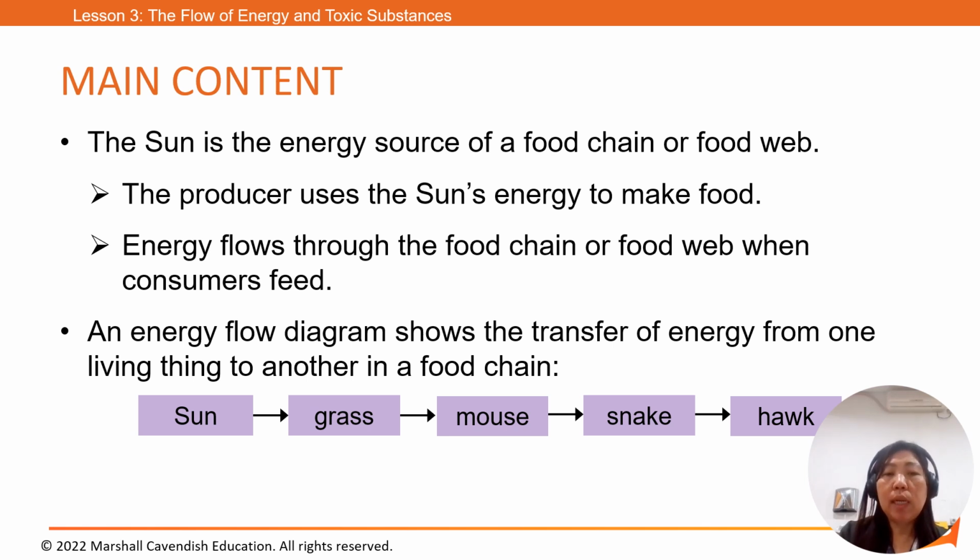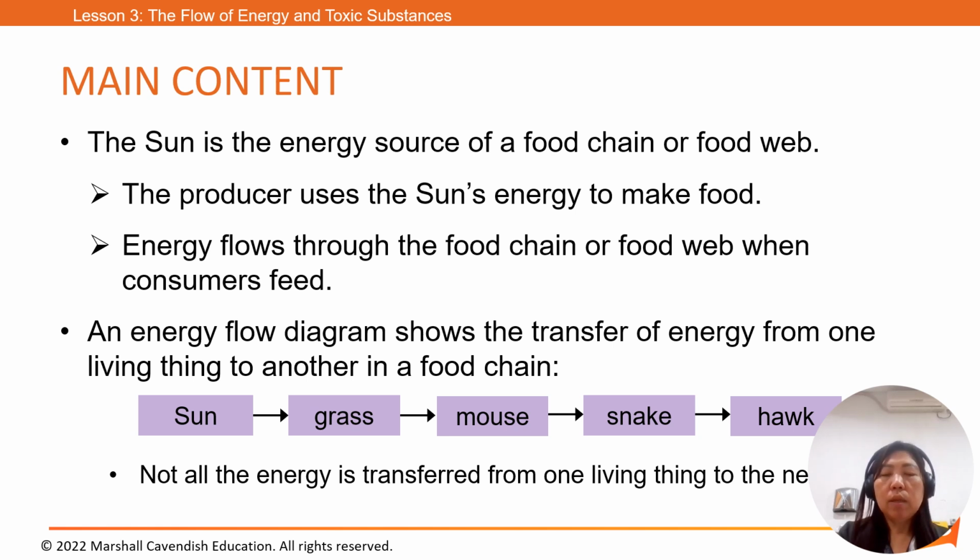So we see that the longer it is, the less energy there will be at the end, because in every transfer of energy, some of the energy is left out. Like I explained previously. So remember, the point is not all of the energy is transferred from one living thing to the next.